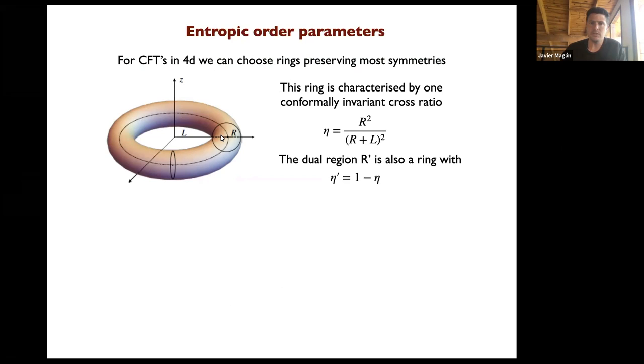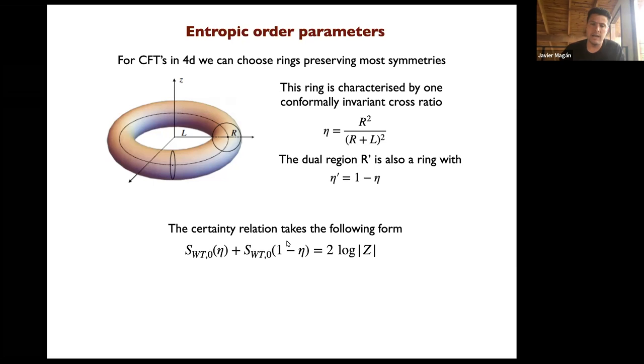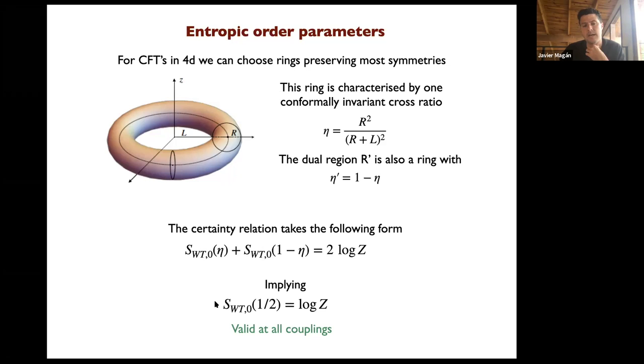So this ring is characterized by one conformally invariant cross ratio, eta. And the interesting observation is that the dual region, the outside region, is also a ring, R prime, in which the conformally invariant cross ratio, eta prime, is just equal to 1 minus eta. So in this case, both entropic order and disorder depend on one single parameter, this eta, and the certainty relation expresses a very nice symmetry of this order parameter that is constraining enough that it allows us to obtain a specific relative entropy for conformal gauge theories in four dimensions, which says that this relative entropy in a ring of eta equal to 1/2 is equal to the logarithm of the number of group elements, of the center of the gauge group.